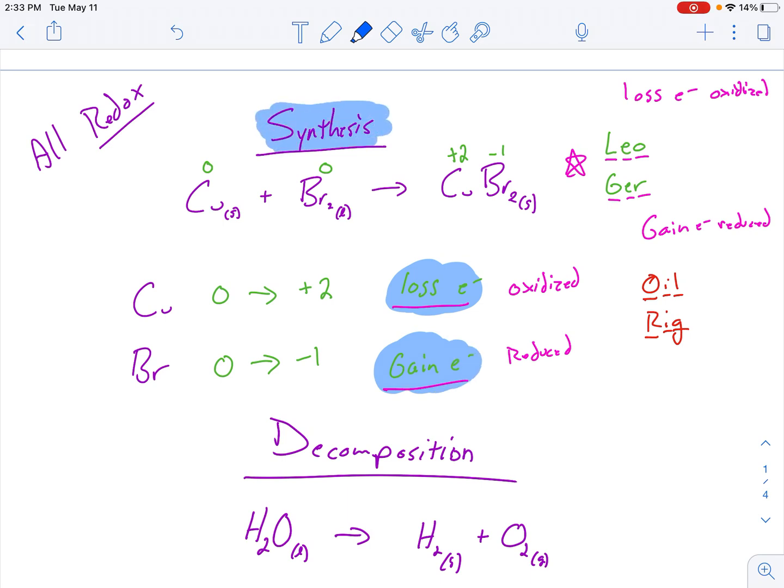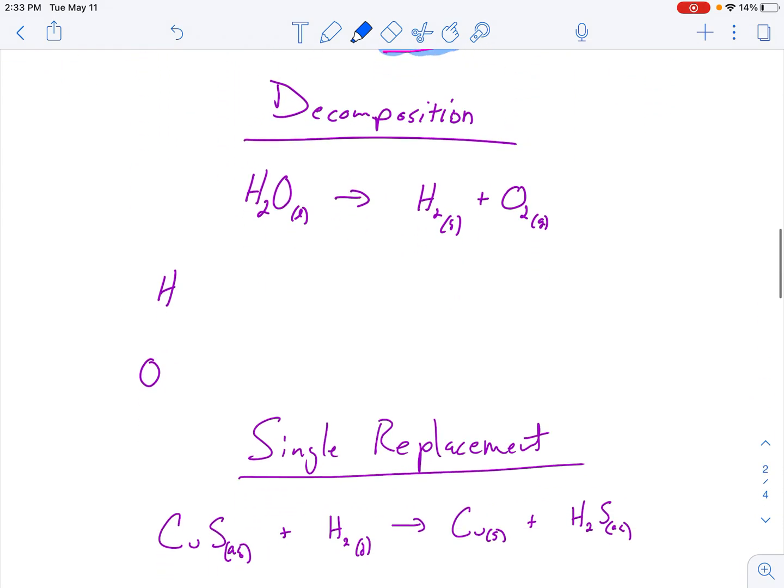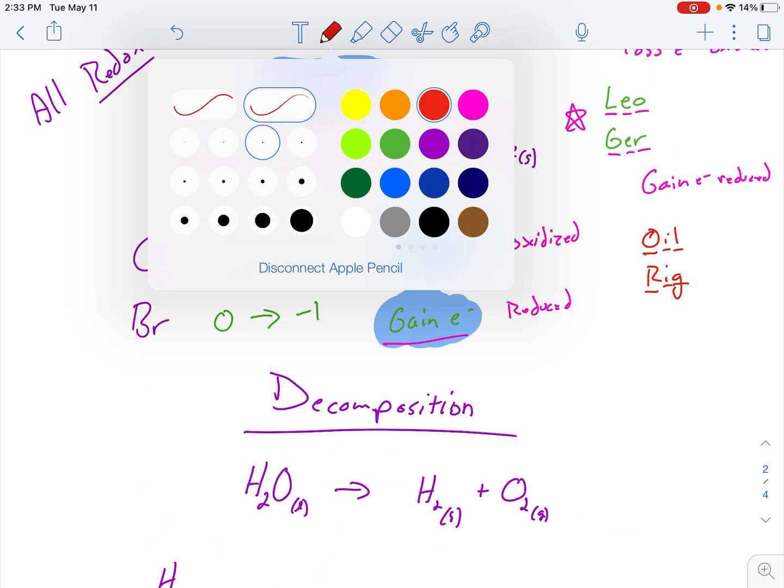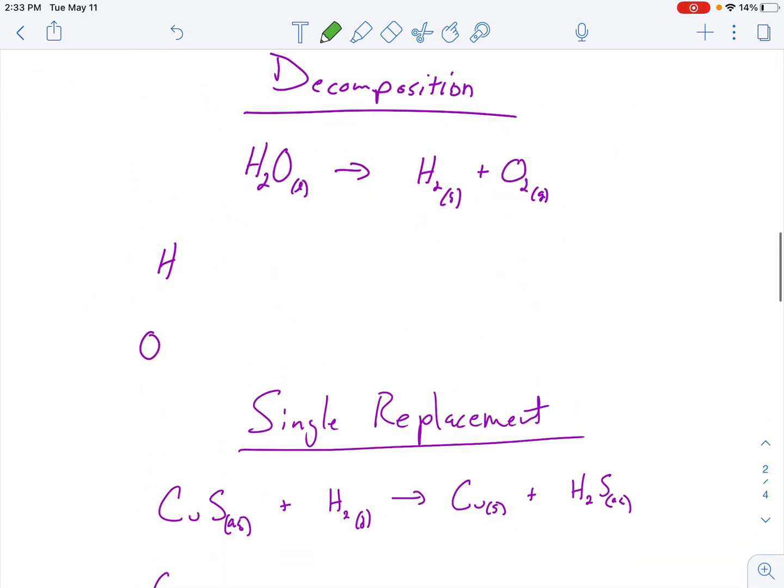And that's what happens with synthesis reactions. It's actually the transfer of electrons. Let's look at decomposition. First, we need to assign our oxidation numbers. We'll do the same color code we did before in green. So it looks like these are 2 zeros, nice and easy. Oxygen is -2, hydrogen is +1. That means hydrogen goes from +1 to 0, and oxygen goes from -2 to 0.